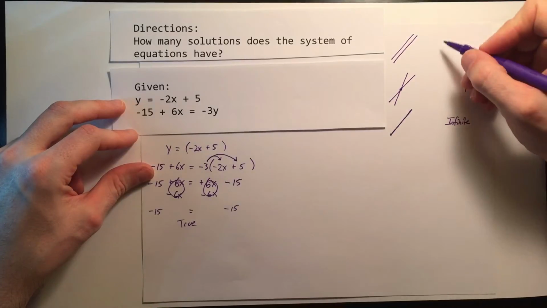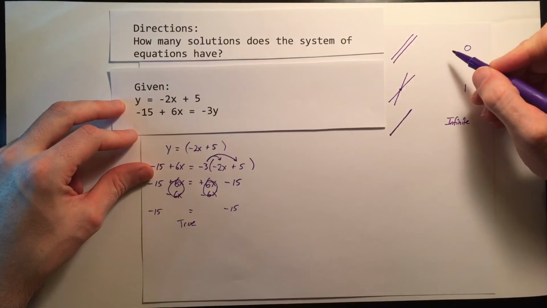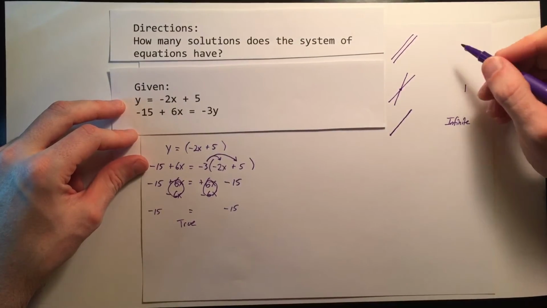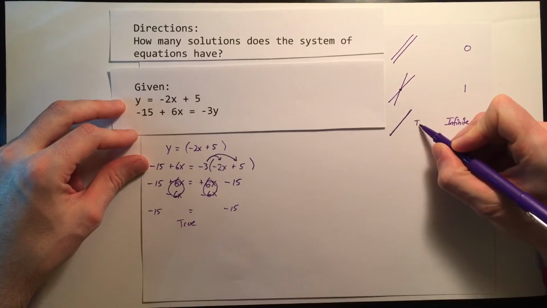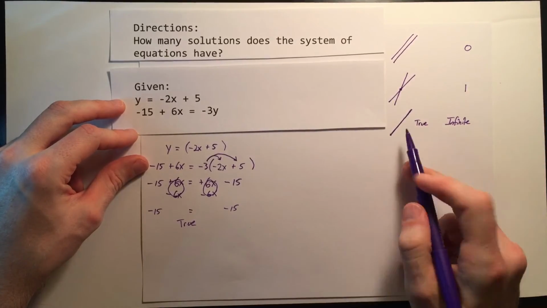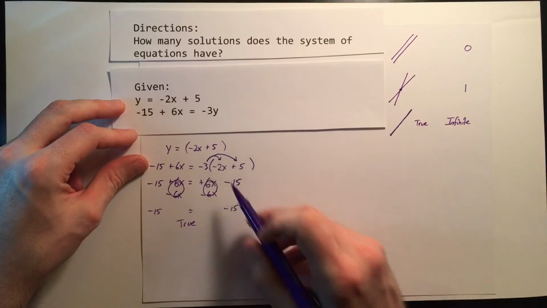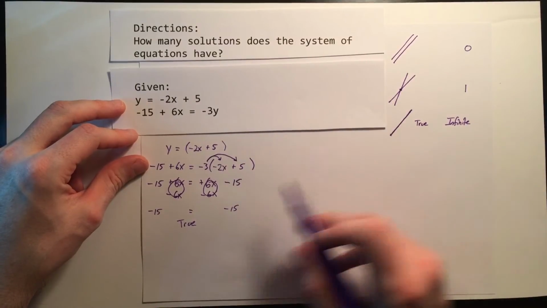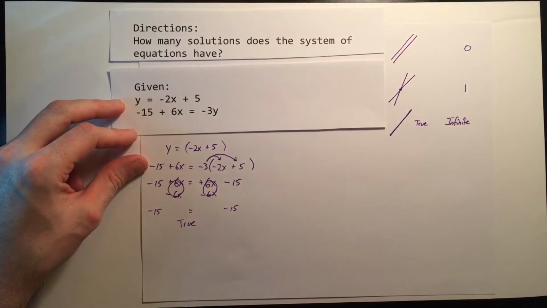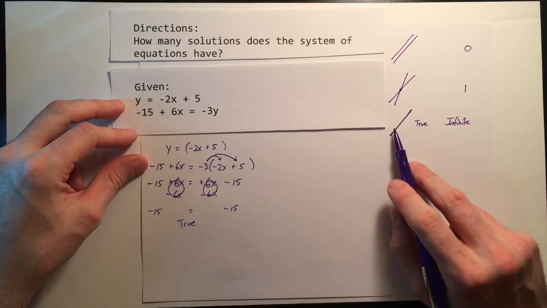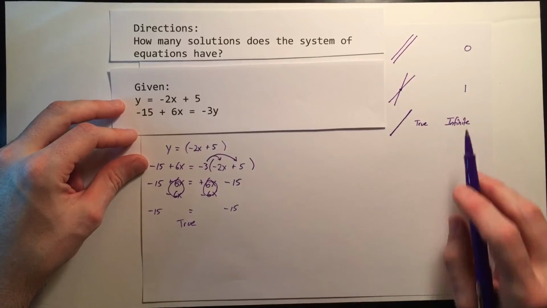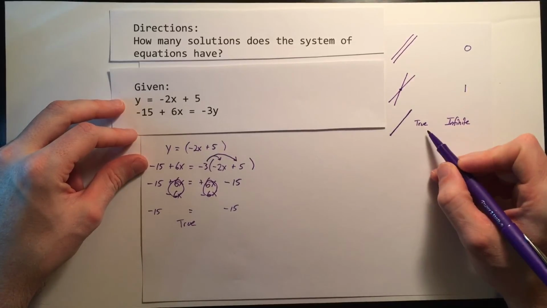So just to remind you of what you may have learned in some of the other videos here, in this type of scenario, when you've attempted to find a solution and you end up with no variables left at all, true means that you have a line on top of itself, and that means infinite solutions. So that's the answer to this problem.